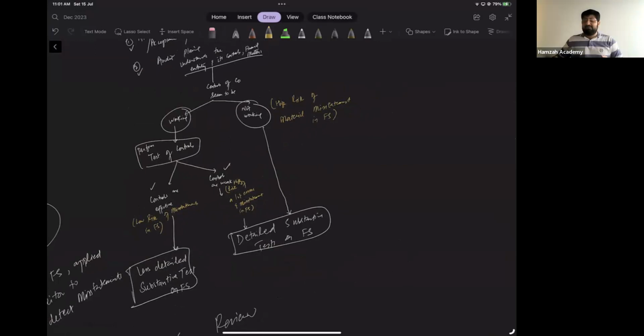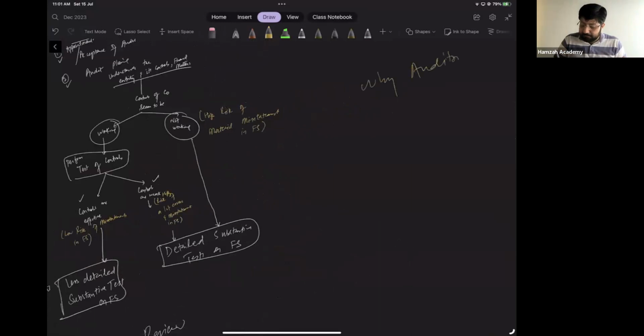The question is, then why does the auditor test the controls? Why does the auditor test the controls of the company? This is my question from you. When the auditor's role is to report on the financial statements of that company, then why is the auditor testing the controls? Just go and check the financial statements. Tell me.